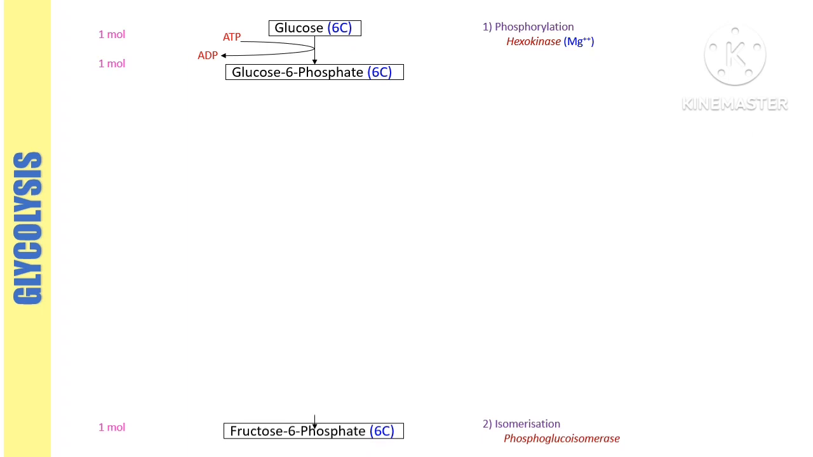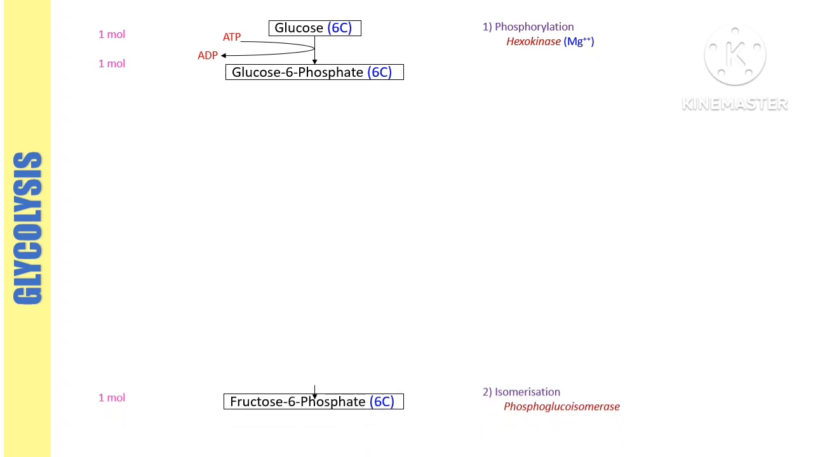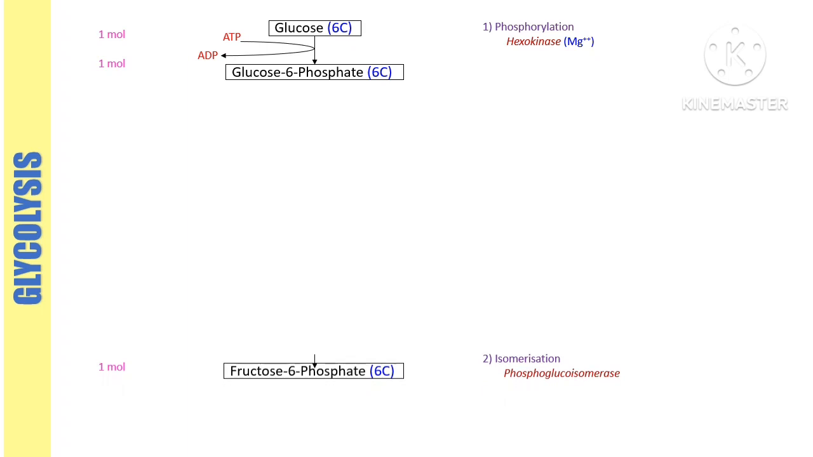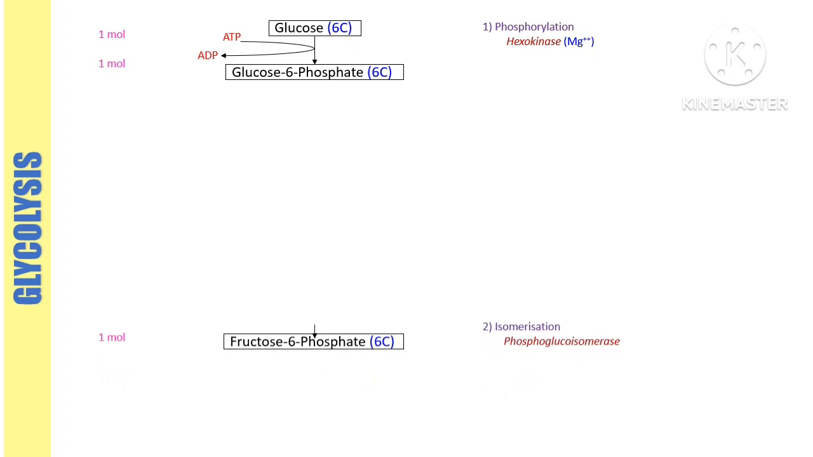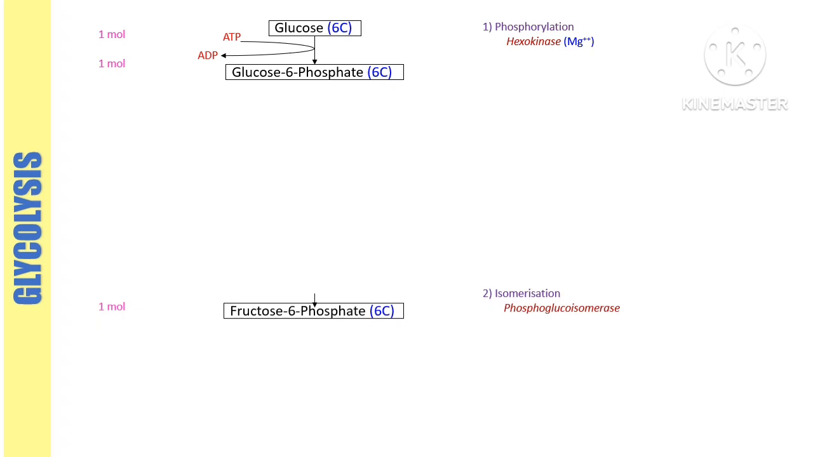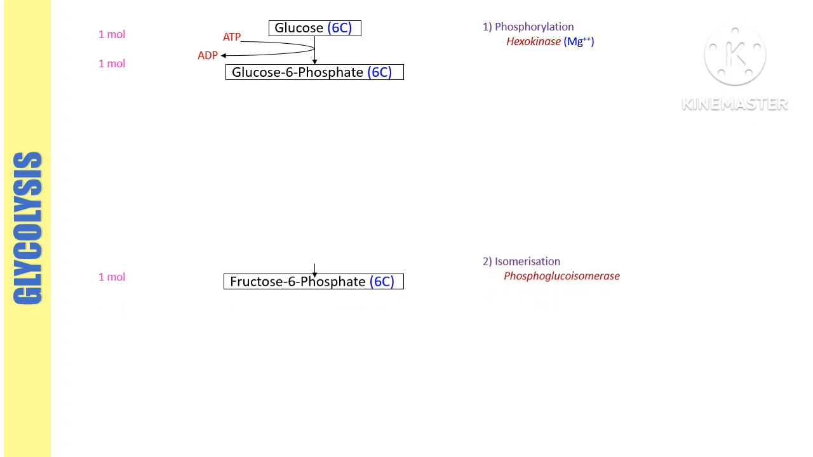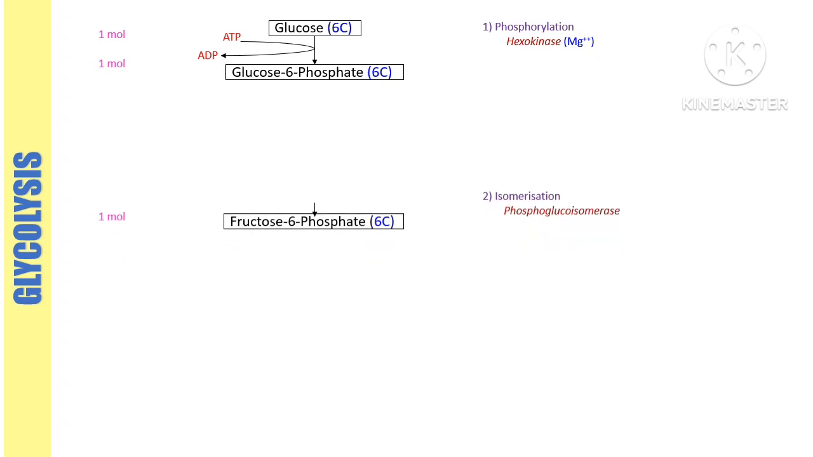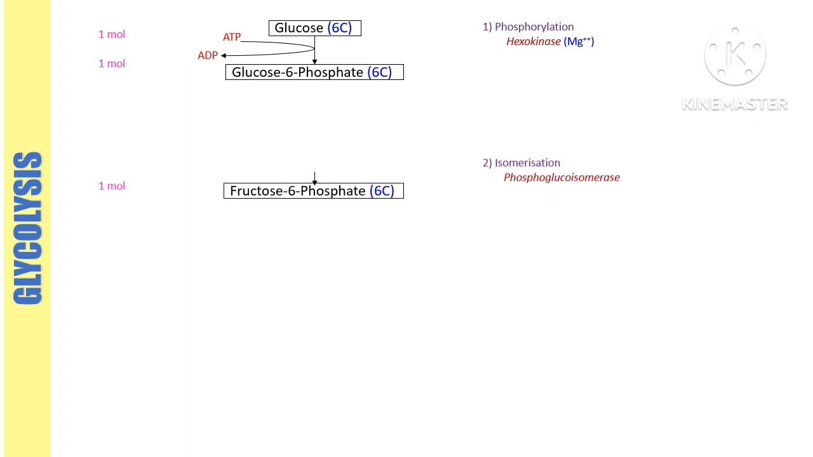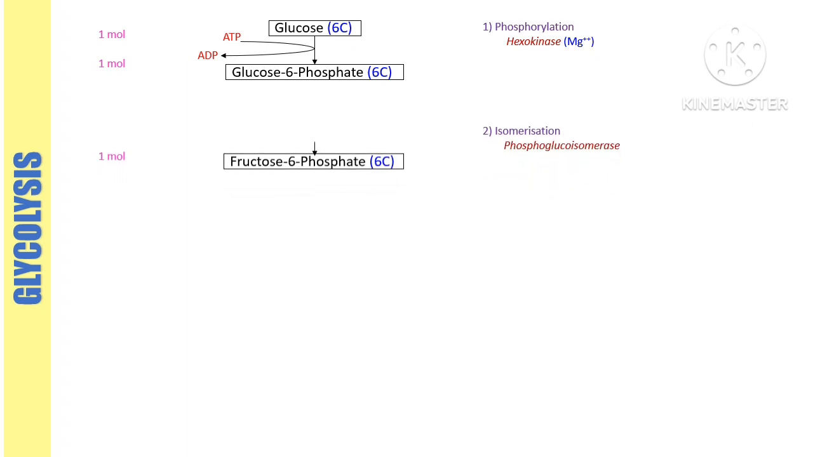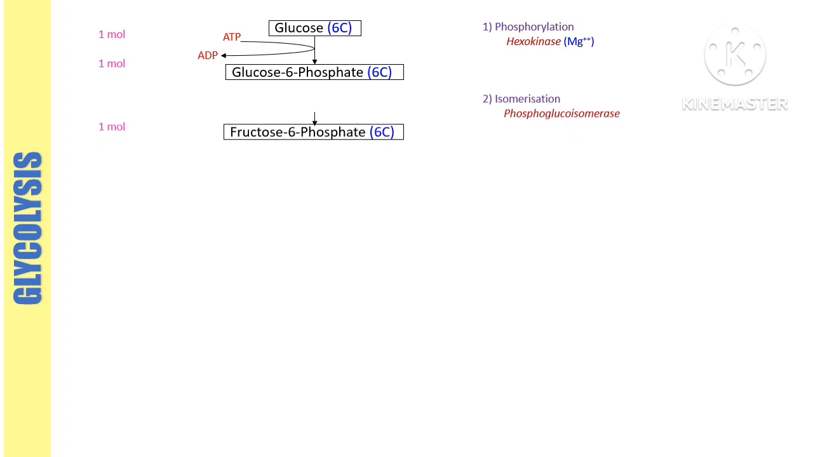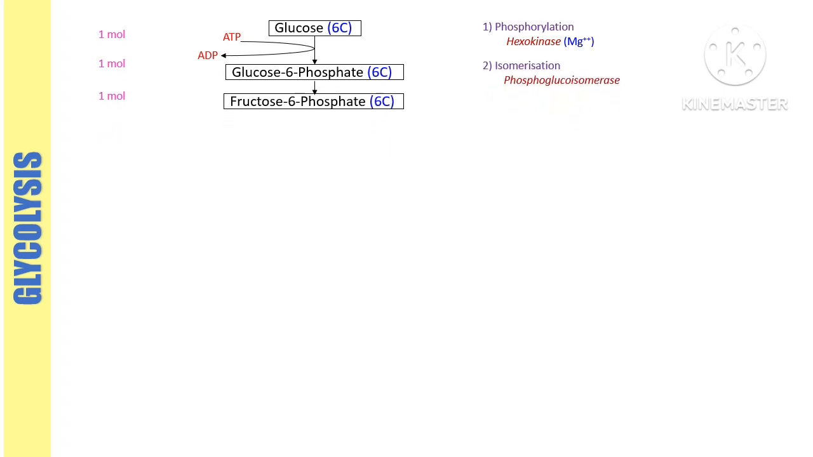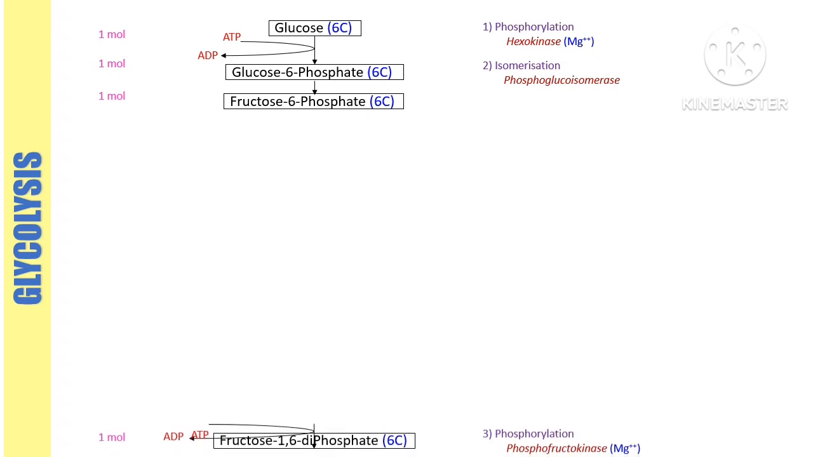Then the second step of this reaction is isomerization. Isomerization of glucose 6 phosphate into fructose 6 phosphate. This reaction is catalyzed by phosphoglucoisomerase. There is 1 molecule in each step of the reactions, but at the end of glycolysis we get 2 molecules of pyruvic acid or pyruvate. Glycolysis is more or less the same in all species, but here we are going to discuss the aerobic respiration particularly. That's why I say pyruvic acid.